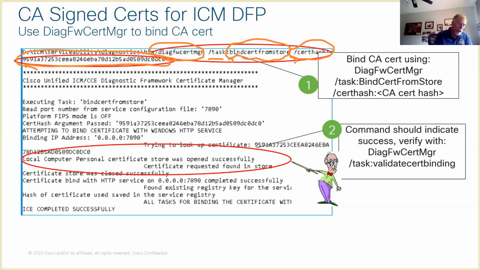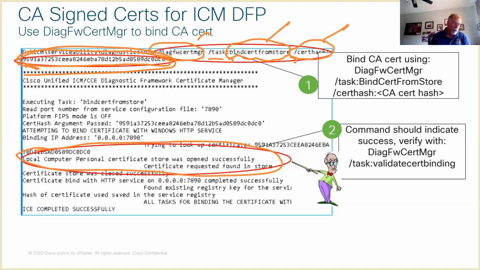So the thing is all one line in the real world there, but basically using that DiagFwCertMgr tool, the task we're trying to execute is bind a certificate from a store. What store? Well, the personal store is where it's looking. And what we're trying to do is match up to a certificate that has this hash value. So if in fact you've copied that certificate in the right spot and it's got that hash value, what you should see here somewhere down at the bottom is that it actually worked.